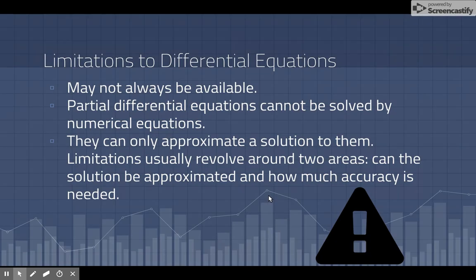So we can see here the exponential curve of the total population, as well as the food supply, which always meets demand. As for limitations to differential equations, they're not always available, and they can't always be solved by numerical equations. And usually there's only one approximate solution to them. They usually revolve around 2 areas: the solution has to be approximated, and how much accuracy is needed. These are important factors to keep in mind when considering using differential equations to model population growth.